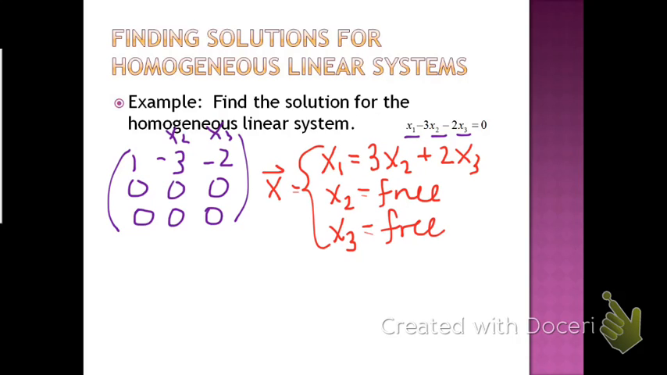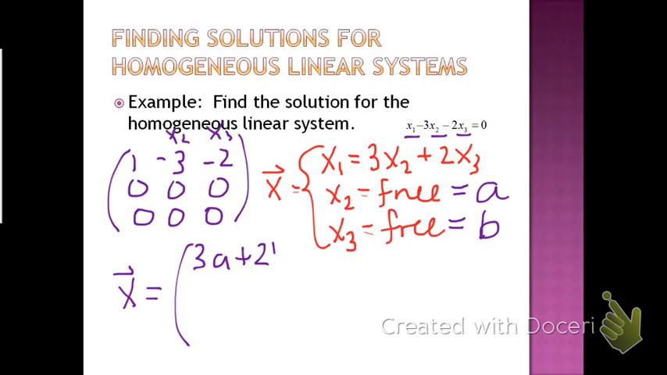So clearly our solution to the system will be x1 is equal to 3x2 plus x3, x2 is a free variable, and x3 is a free variable. Now let's let x2 equal a, which is any real number, and x3 equal b. It wants to be a different value because it's not guaranteed that those are the same. So our solution to the system will look like this: 3a plus 2b, and then we have a and b. So this is the solution to our system.